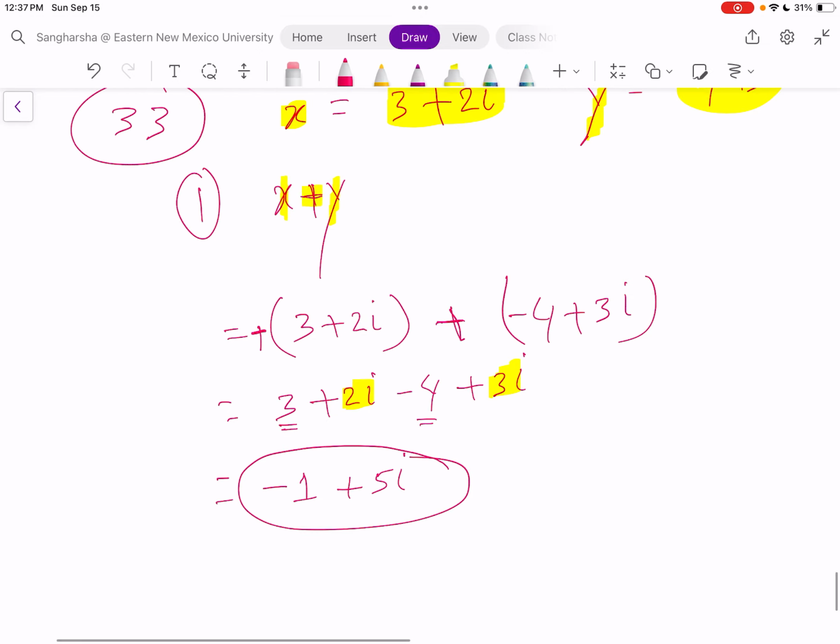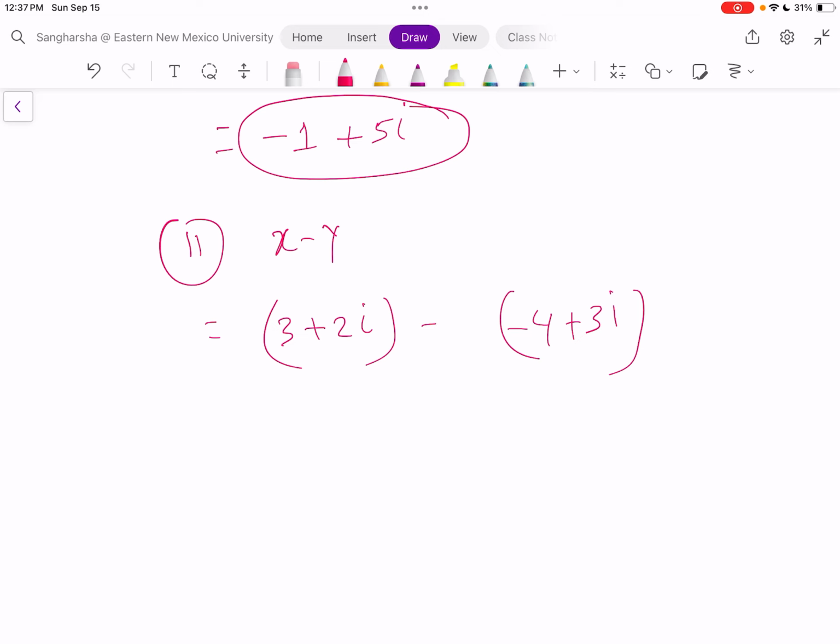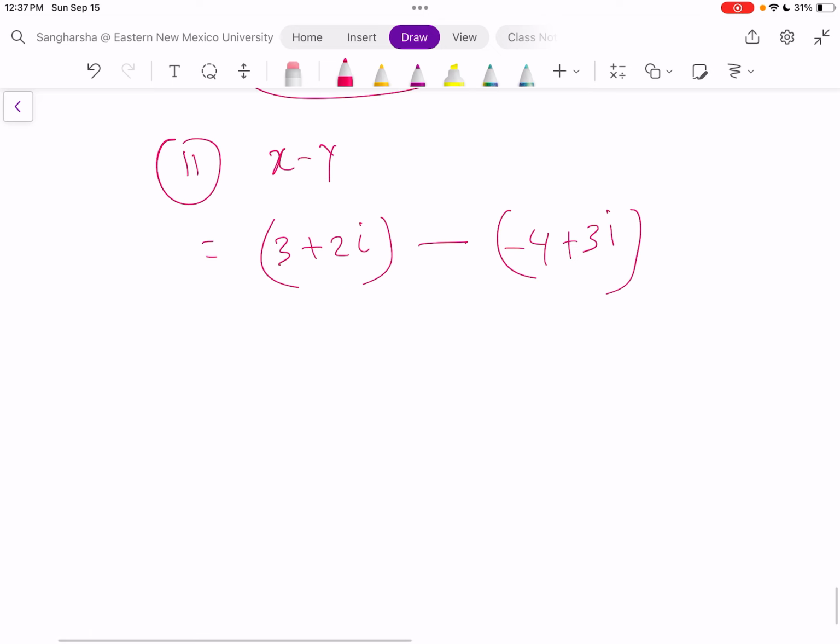Next we are asked to find the difference of these two complex numbers. So we are asked to find x minus y. You substitute your x, which is 3 plus 2i. You substitute your y, which is -4 plus 3i. You are asked to find the difference. Now we have the parentheses, so we have positive here, and if you have a positive in front of parentheses, every term inside the parentheses remains the same.